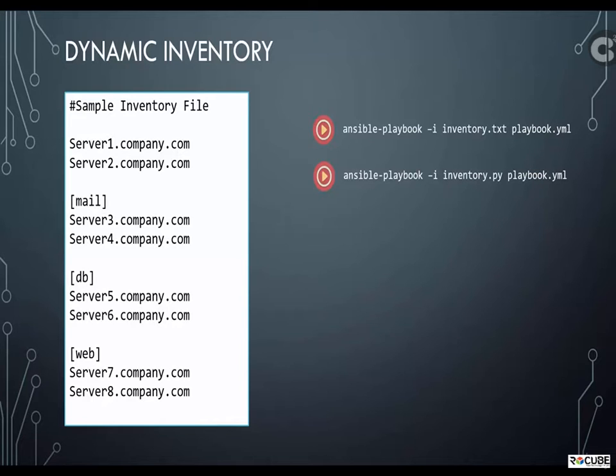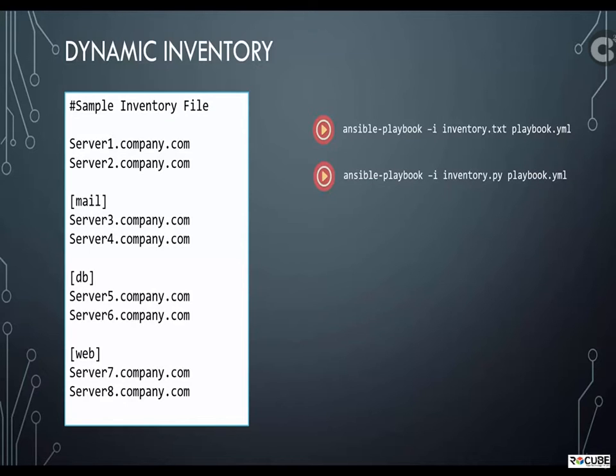Typically, in Ansible, you specify the input file using the -i parameter. For dynamic inventory, instead of specifying a file, you specify a script, in this case, a Python script. As you can see here, there are two examples of the command. The first one is ansible-playbook -i inventory.txt and then the playbook name. In this case, we are specifying a static inventory file named inventory.txt. In the second example, we are specifying inventory.py, which is a Python script.